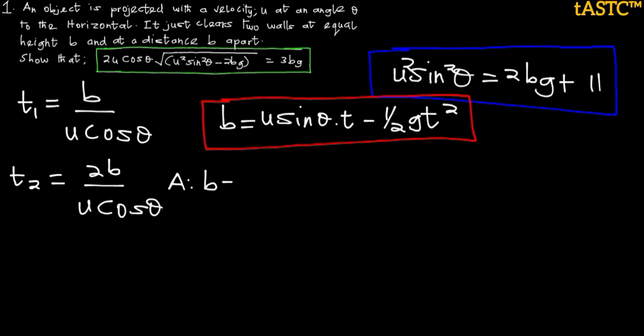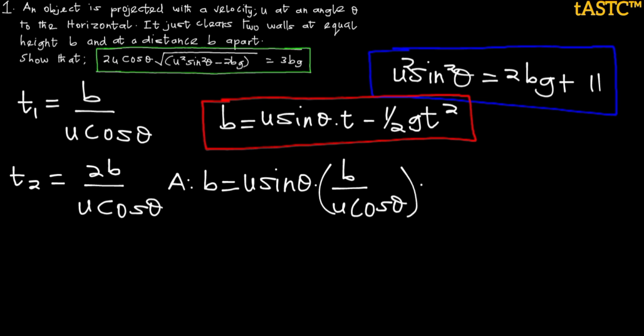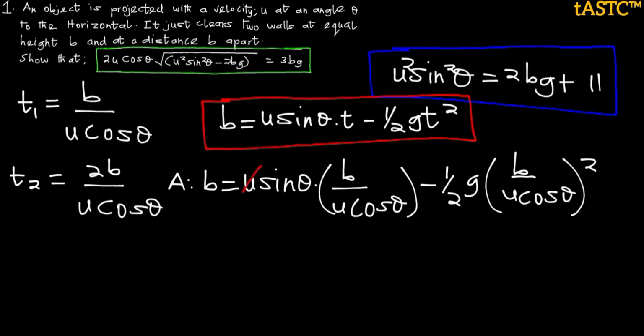So that will be b, and b is equal to u sine theta multiplied by t. Now t in this case is b divided by u cos theta. And that will be minus 1 over 2 g. Now this stuff is going to be b divided by u cos theta, and that will be squared. From here we can see that this stuff is going to cancel this. So that should leave us with, well, so I'm going to write this.